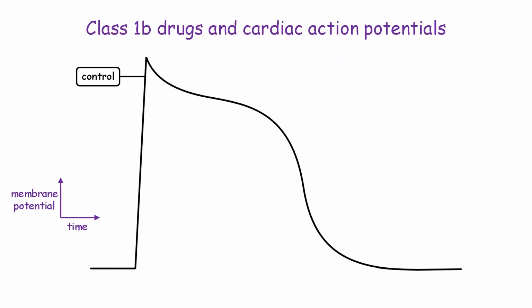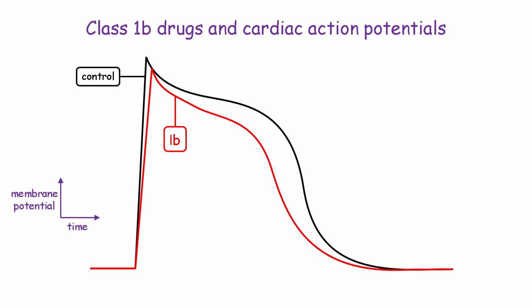I've left the class 1B drugs until last because their effects are a bit less intuitive than the other subclasses. Like other class 1 drugs, they block sodium channels, but they have only a small effect on the upstroke of the action potential, meaning they cause minimal slowing of conduction. Yet, they significantly shorten the action potential. Why? The key lies in the behaviour of cardiac sodium channels.